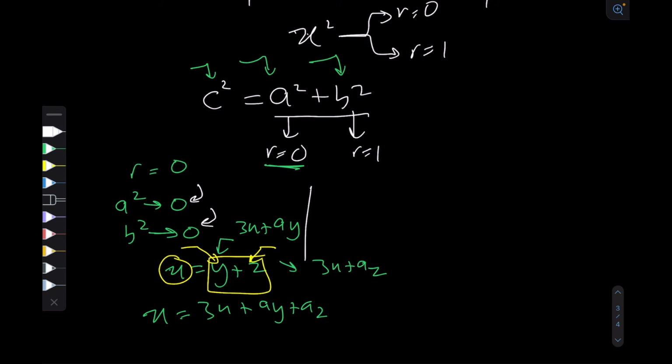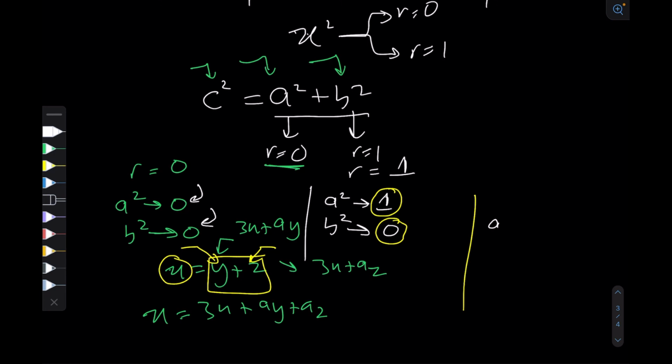So when we're talking about the case of r being 0, both a squared and b squared will give r equals 0. The case where c squared gives a remainder of 1 would be when a squared gives a remainder of 1 and b squared gives a remainder of 0, or vice versa. Just noting the fact that one of them will give a remainder of 0 and the other one will give a remainder of 1. And so we see that these two are the only cases.